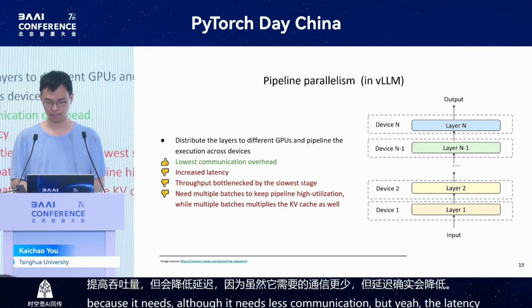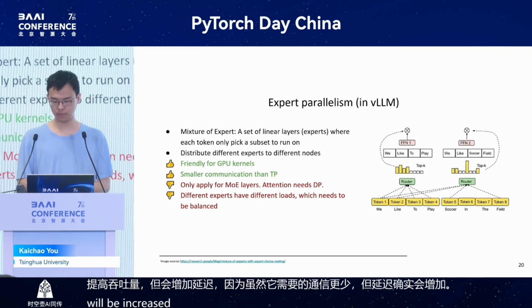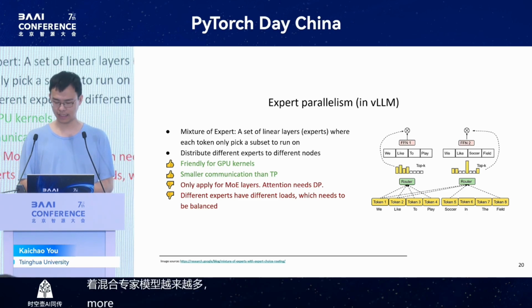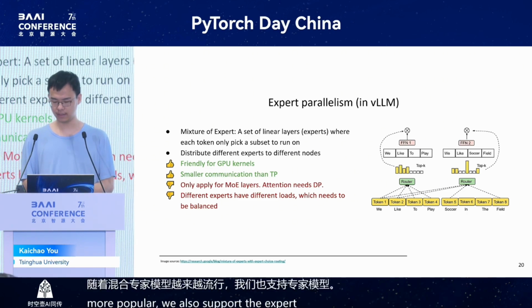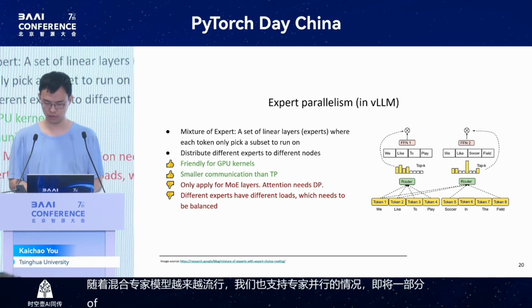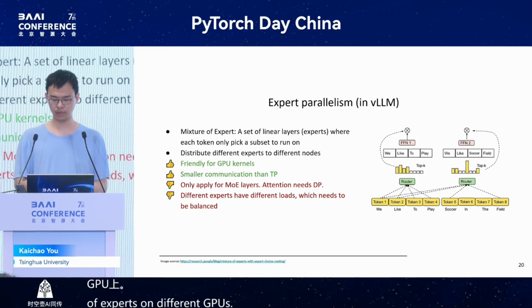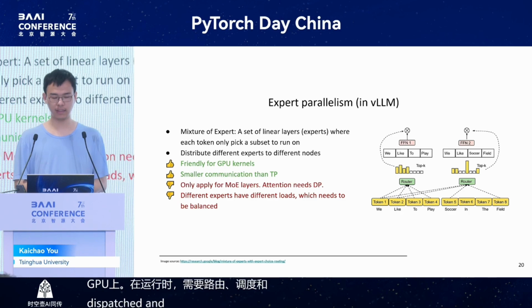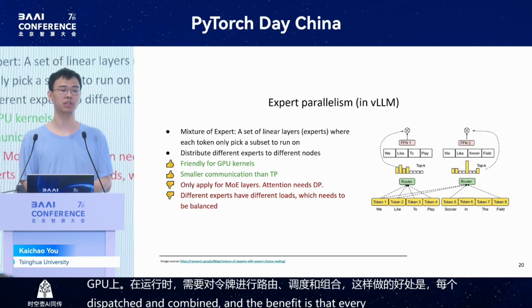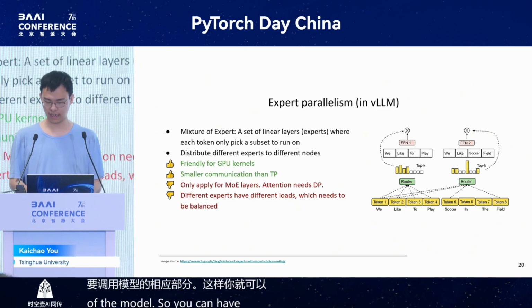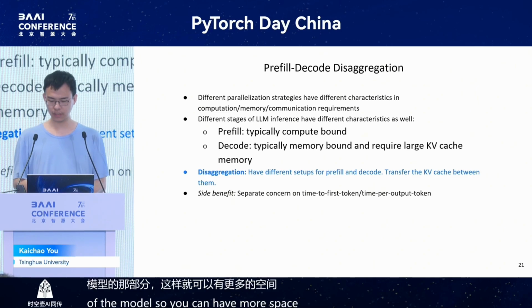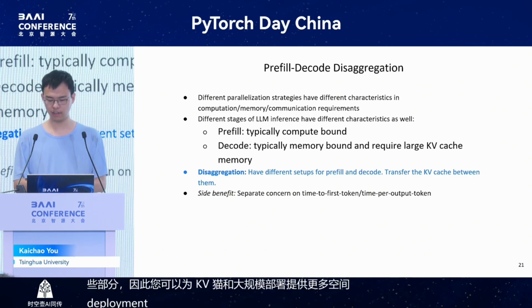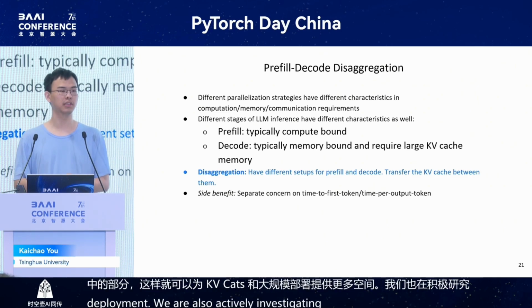And as mixture of expert models are becoming more and more popular, we also support the expert parallel case, which places a subset of experts on different GPUs. During the runtime, tokens need to be routed, dispatched, and combined. The benefit is that every instance only loads part of the model, so you can have more space for the KV cache. And for large-scale deployment, we are also actively investigating prefill decode disaggregation.